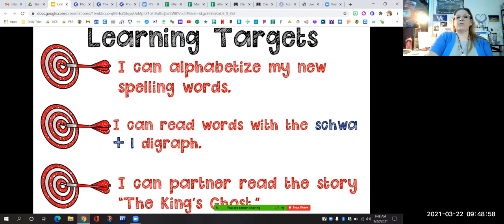All right, so our learning targets for today were I can alphabetize my new spelling words. I can read words with the schwa and L digraph. And we read the story, The King's Ghost. You are going to reread that story tonight as part of your work. And then you have the 3 worksheets. You have the spelling ABC order, you have the word sort, and then you have the questions about the King's Ghost. All right, so that is all that we have for our video today.